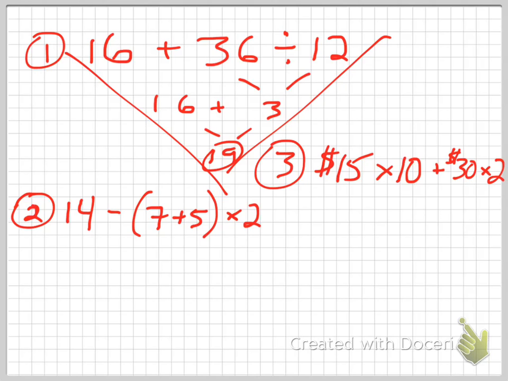Number 2. Do you see any parentheses? Yes. 7 plus 5 is 12. Bring down everything else. 14 minus 12 times 2. Do you see any other parentheses? Do you see any exponents? Do you see any multiply or divide? Yes. 12 times 2 is 24.